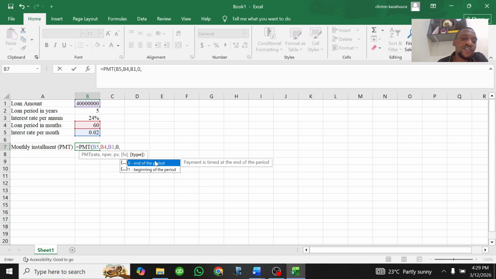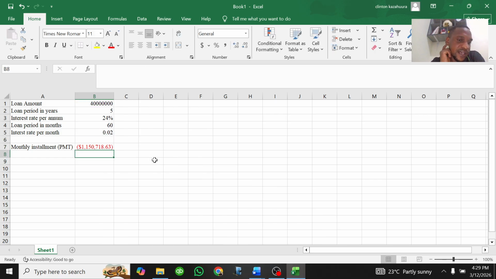So in most financial institutions, they prefer that when you take a loan today, let's say today is 6th March 2026, then you're going to pay your first installment 6th April next month. So most of the times when you take a loan, you have to pay it at the end of the period. So we shall always choose 0 for this type. So you close brackets and press enter. So that will be our monthly installment, what you're going to be paying each and every month for the client.